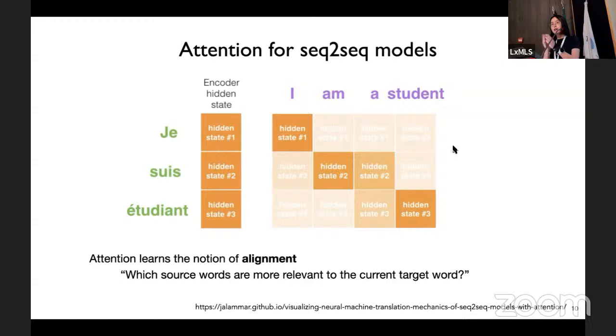So essentially, attention can capture this notion of alignment. It tries to learn some notion of similarity between the source sentence and the target sentence. Instead of compressing all the information into the bottleneck hidden state, at every single time step it can look at all the hidden representations on the source side and figure out which parts of the source sentence are more relevant to the current target word. So this is really the key idea of attention.